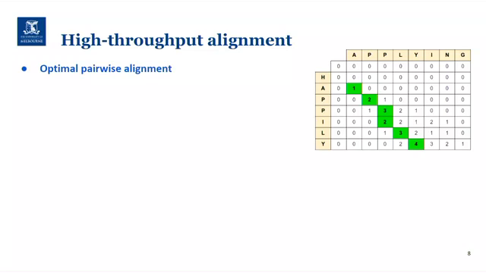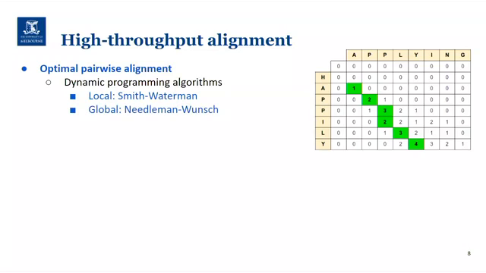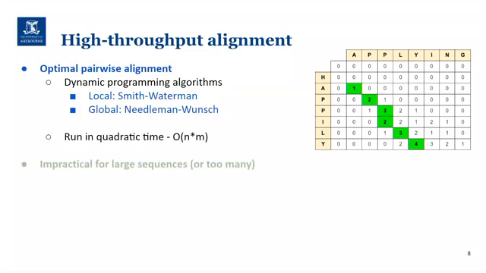So for pairwise alignment, if you also recall, optimal pairwise alignments are done by dynamic programming algorithms. We discussed two of them, one local and one global. Local Smith-Waterman and global Needleman-Wunsch. So they're both dynamic programming approaches to identify the optimal pairwise alignments. And as dynamic programming approaches, their time complexity is basically related to the length of sequence 1 and sequence 2, which will need basically to fill up a matrix. So they run in quadratic time. Okay? And that's basically impractical if your sequences are too large, too big, or if you have too many sequences.